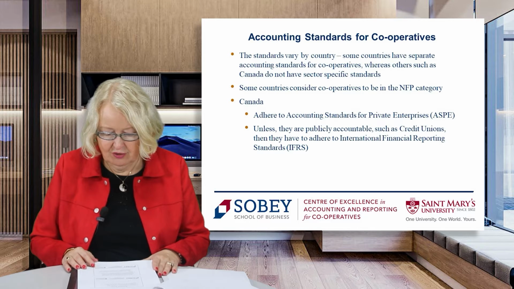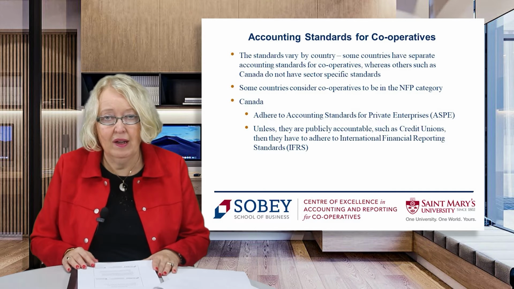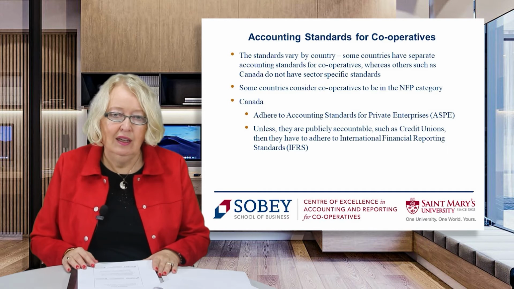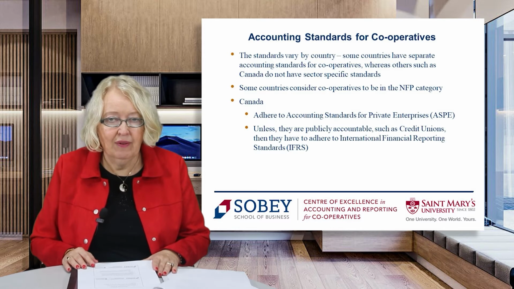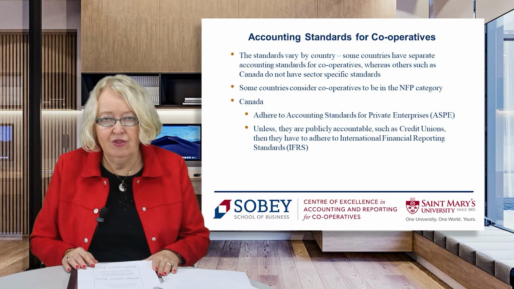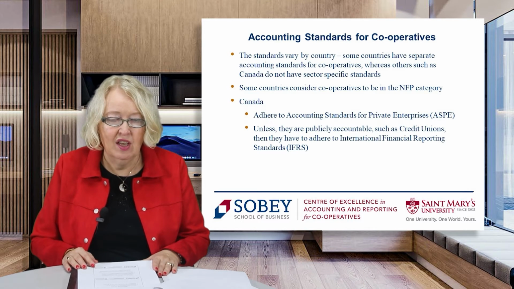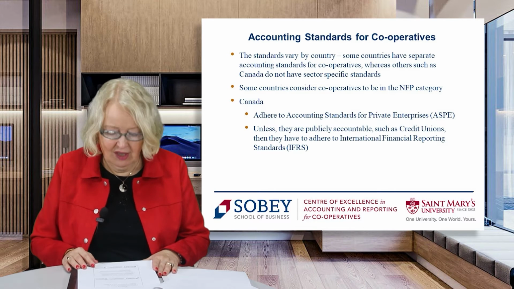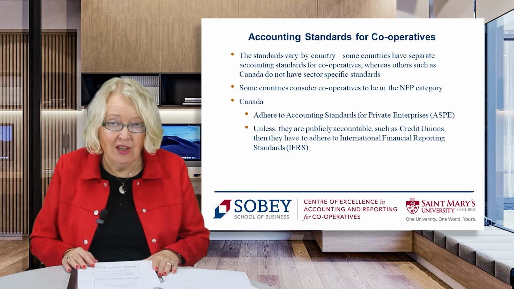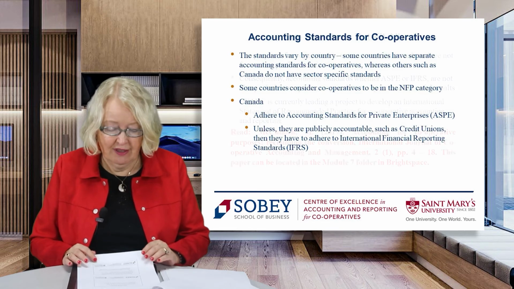Here we adhere to accounting standards for private enterprise, ASPE as we refer to them, or IFRS, International Financial Reporting Standards. So with IFRS, if an organization in Canada is publicly accountable, then they have to report using IFRS. So all credit unions are, and insurance companies, but definitely all credit unions are held publicly accountable, therefore they have to use IFRS.